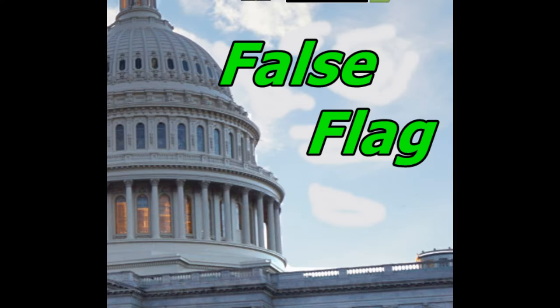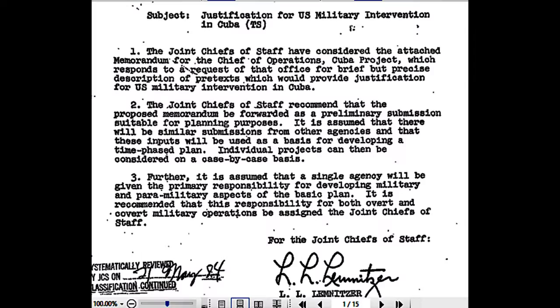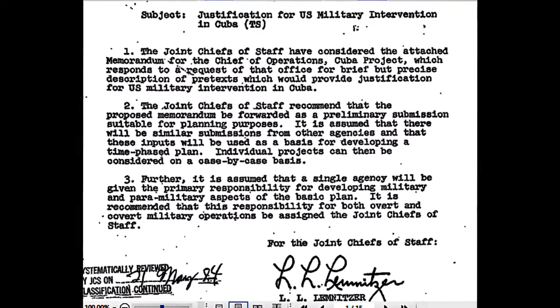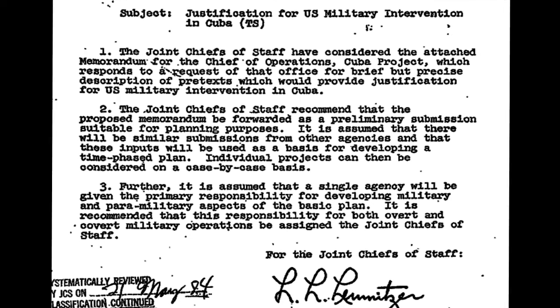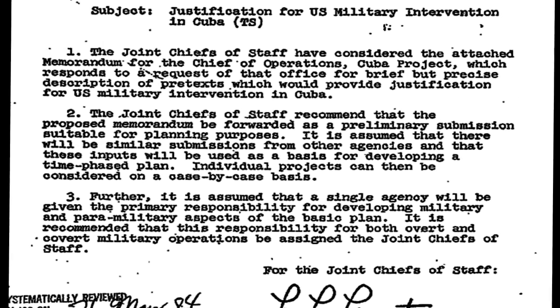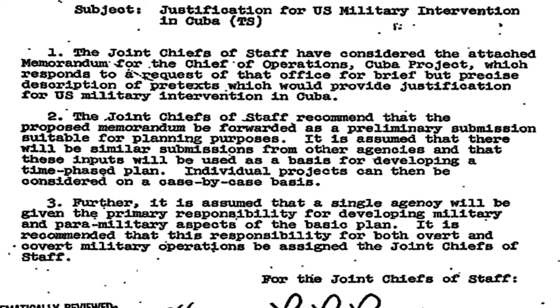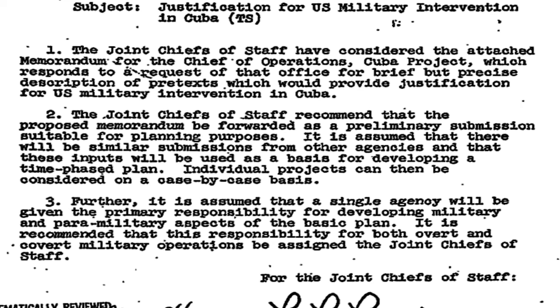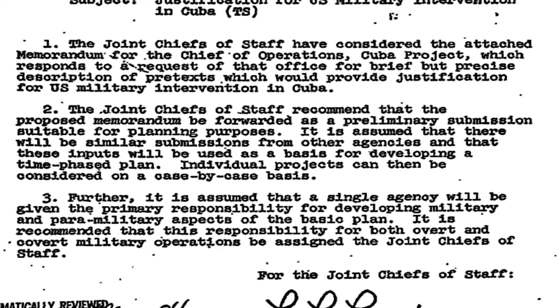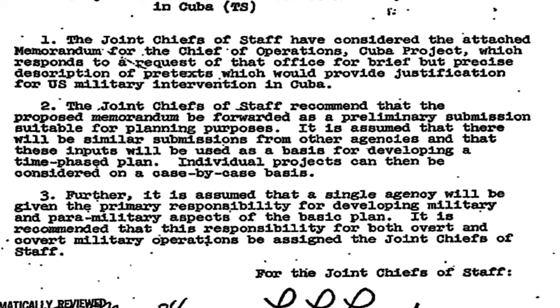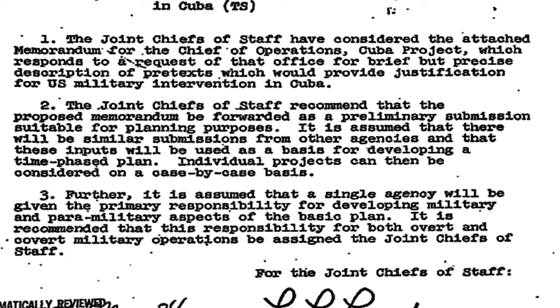We're going back to the early 1960s, during the time of the Cuban problem. The United States military, Joint Chiefs of Staff, had a program, quite a detailed program, to provide justification for the U.S. military to intervene in Cuba. You're looking now at a PDF of the actual documents that were submitted to the Joint Chiefs of Staff. And as you can see, it says this is justification for the U.S.